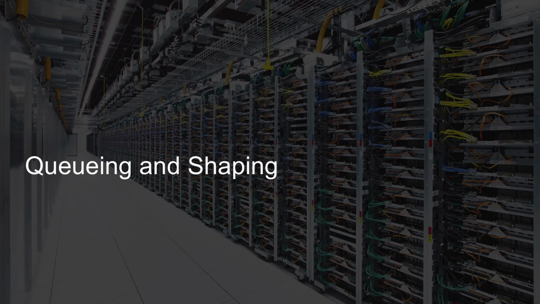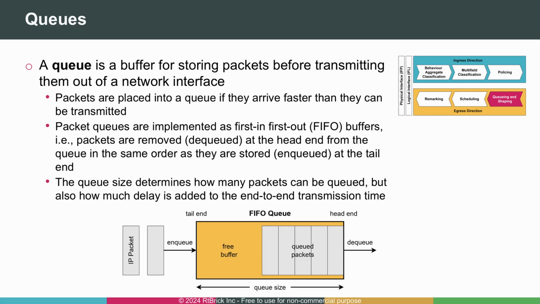Now that we've covered the classifiers and policers, let's move to the egress part of the packet processing pipeline and take a closer look at queuing and shaping. A queue is a buffer used to store packets before transmitting them. The need for queuing arises when an interface cannot transmit all incoming packets because they arrive faster than they can be sent. This is often the case on aggregation devices, where multiple customer-facing interfaces feed into a smaller number of upstream interfaces.